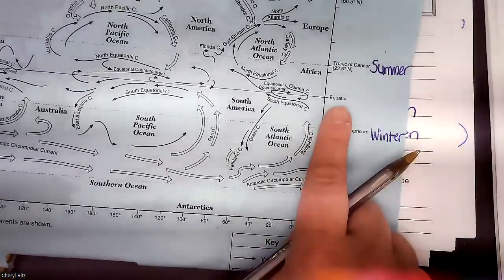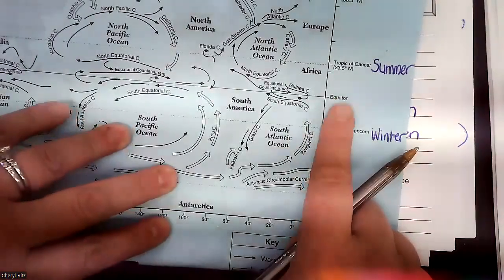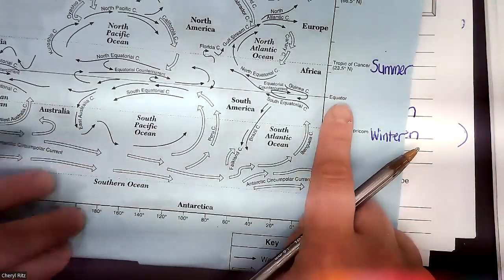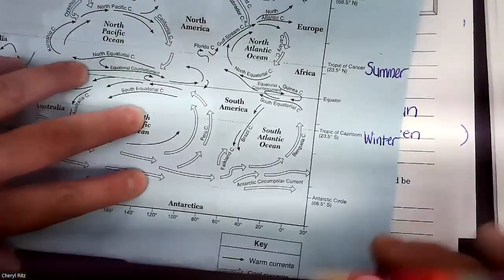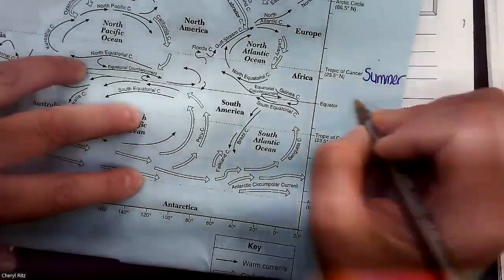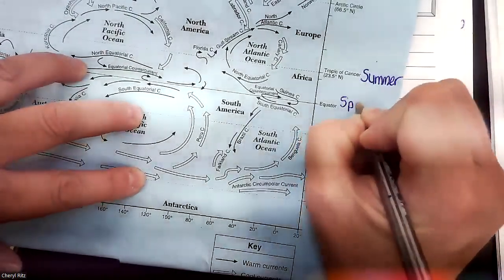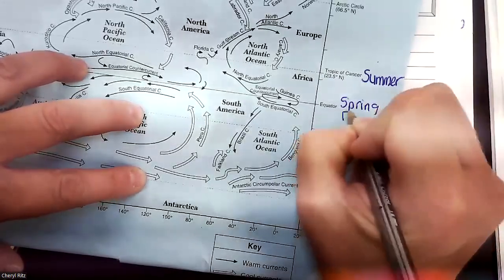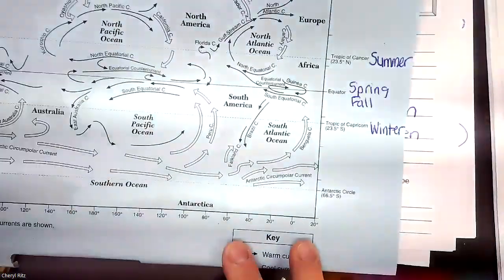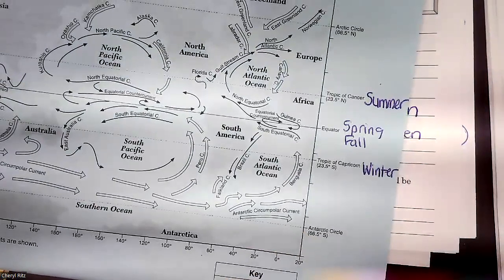How about for the equator? When's the sun directly overhead for the equator? March and September, the first days of spring and fall. Where do you think the sun is directly overhead on other days besides the first day of summer, spring, fall, and winter?